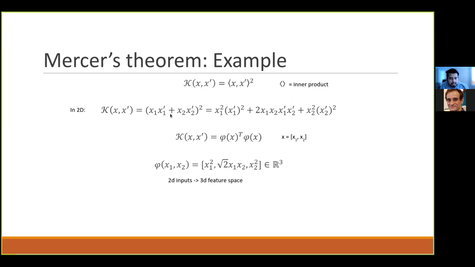In 2D, we can expand this further into this expression. If we want to break this expression of three terms into two functions, a multiplication of two functions, then each of the functions would be in this form. Here, this x is representing the concatenation of x1 and x2.